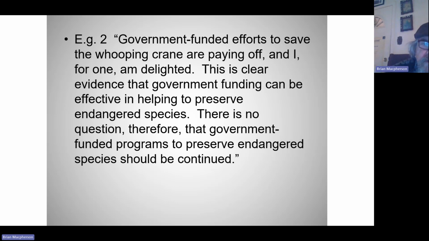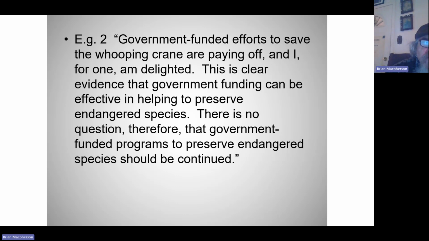So I think it's fair to say, especially in the light of the conclusion indicator, therefore, that the overall conclusion is that government-funded programs to preserve endangered species should be continued. Why? Well, because government funding can be effective in helping to preserve species. Why? Well, because so far those efforts have been successful. So it would seem then that 1 supports 2 supports 3.